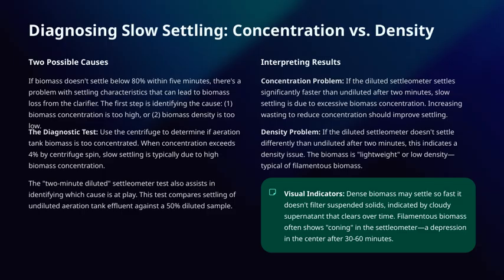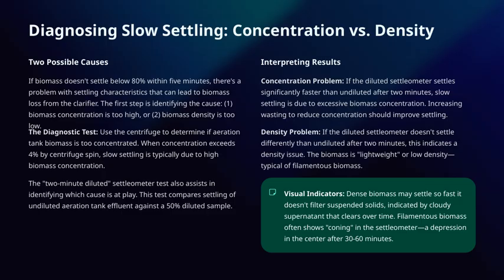Now, interpreting the results is crucial. If the diluted sample settles significantly faster than the undiluted one after 2 minutes, that indicates a concentration problem. In this case, increasing wasting to reduce the biomass concentration should improve settling. On the other hand, if the diluted and undiluted samples settle at similar rates, then we're likely dealing with a density issue. Here, the biomass is lightweight, often due to filamentous types, which affects how it settles.